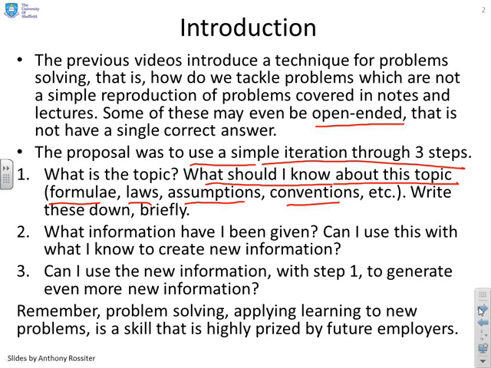Now here's the key at the bottom. The ability to solve problems is a skill that's highly prized by future employers and the thing that you should focus on most during your degree studies.